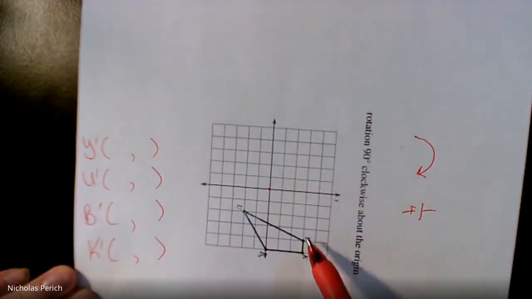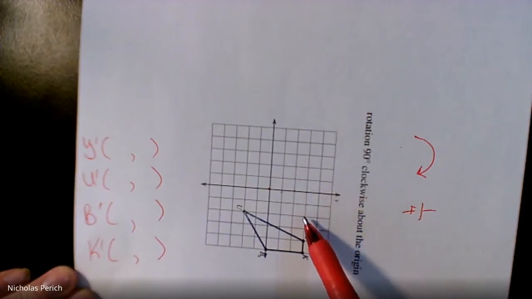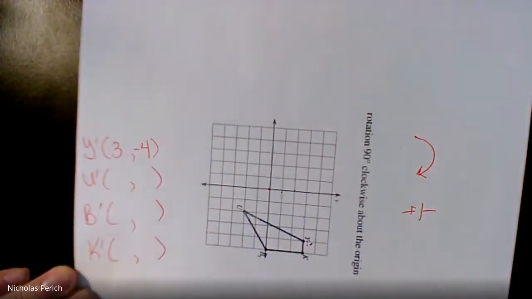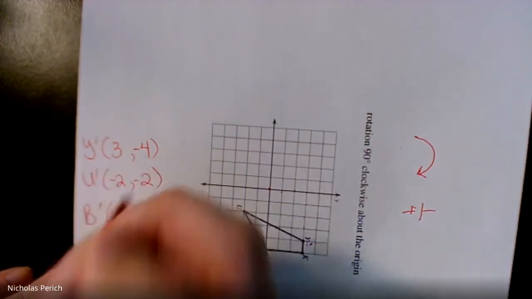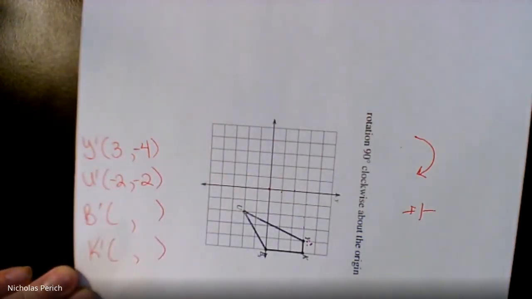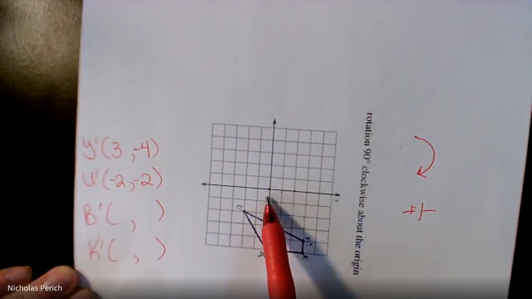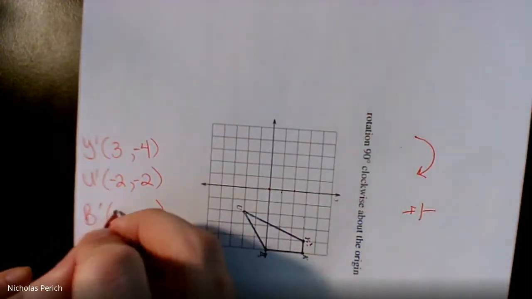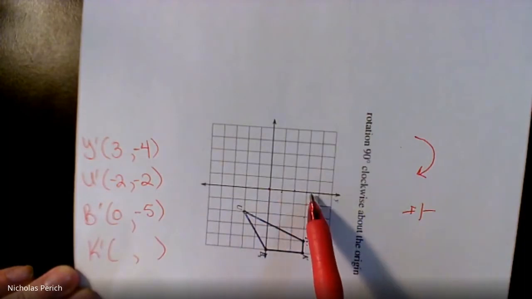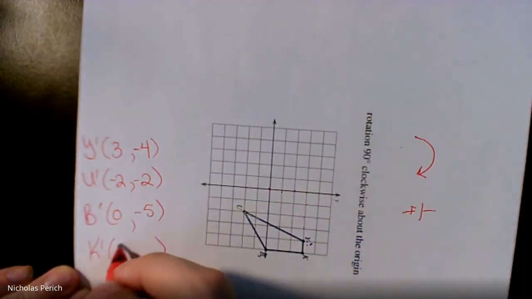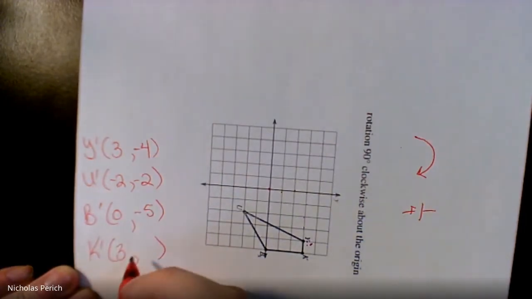So the way I get to y is I go right 1, 2, 3, down 1, 2, 3, 4. There it is. I went right 3, down 4. The way I get to u is I go left 1, 2, down 1, 2, left 2, down 2, -2, -2. The way I get to b is I don't move, go down 1, 2, 3, 4, 5. Don't move, down 5. The way I get to k is I go right 1, 2, 3, down 1, 2, 3, 4, 5. Right 3, down 5.